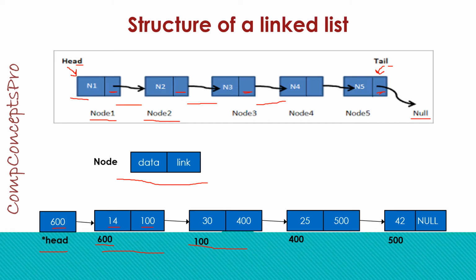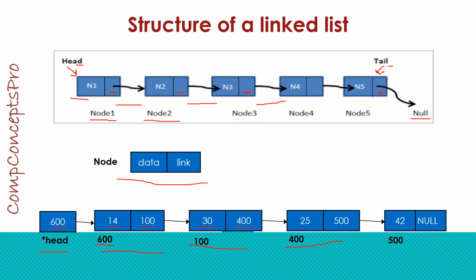That means if we want to locate the second node of this particular linked list, then we have to go to the memory location 100. Then we come to the second node. Its data is 30 and its next pointer is storing the value 400. That means the third node of this linked list is located at the memory address 400.